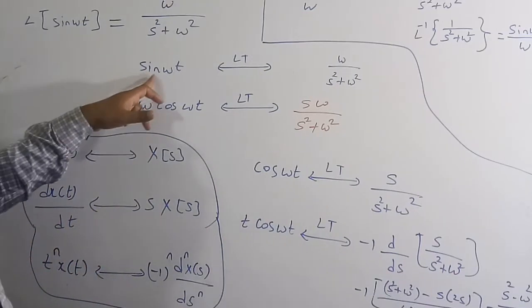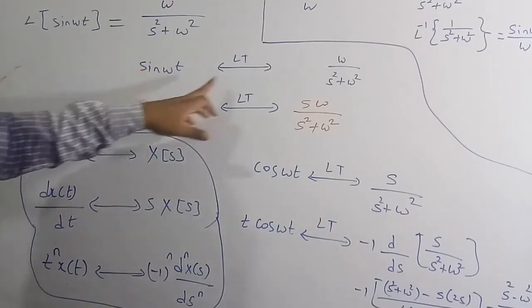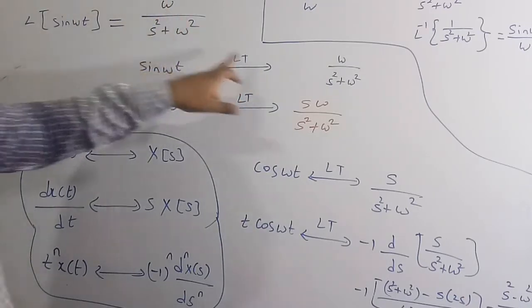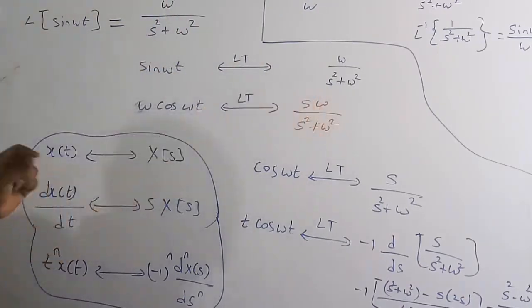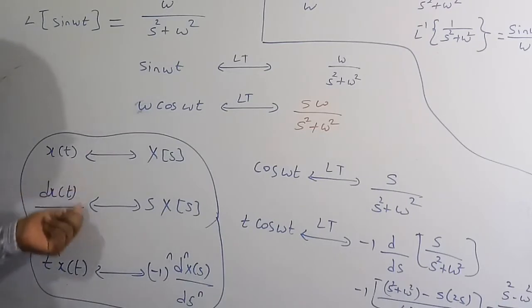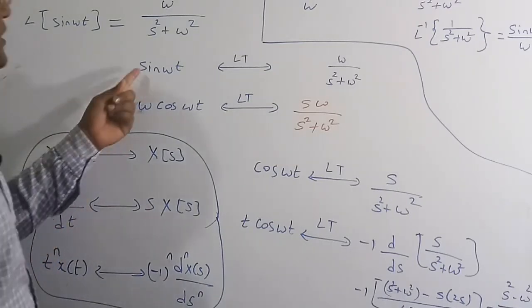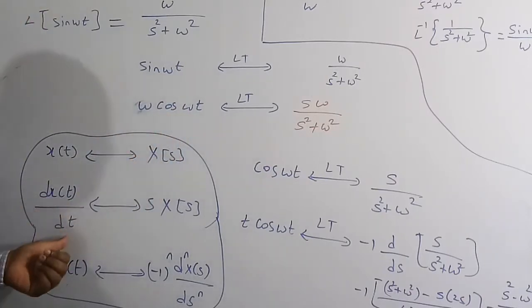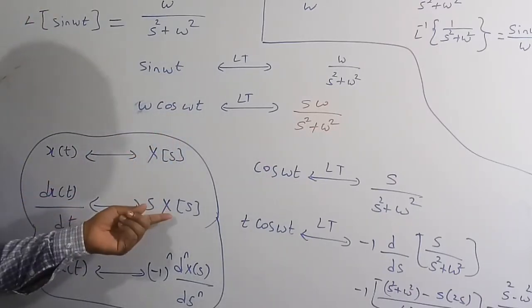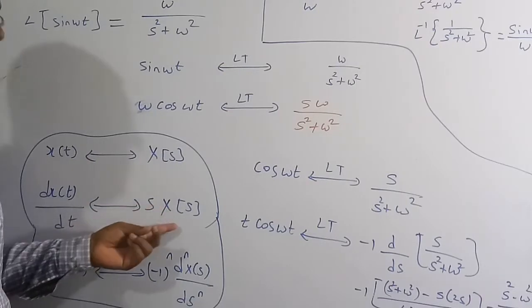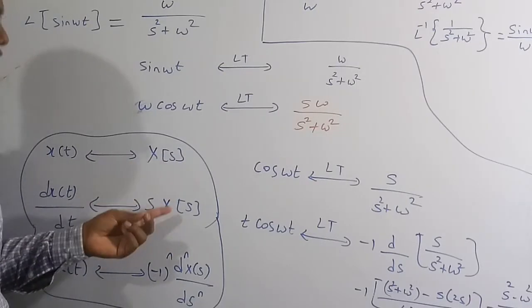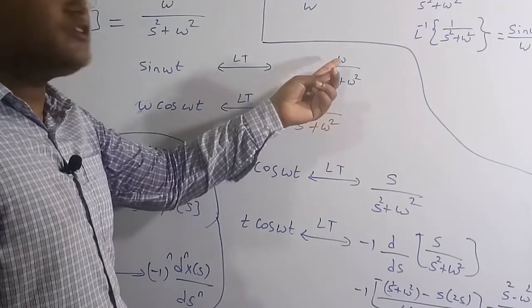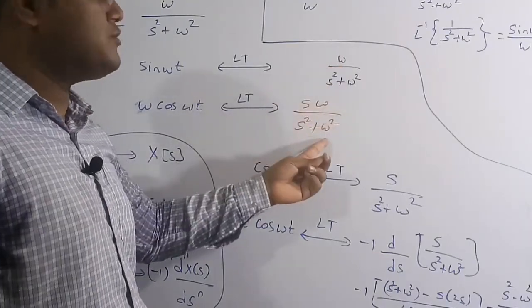See carefully here, for sin omega t, the Laplace transform is omega by s square plus omega square. Now I am going to do the differentiation of the previous one, meaning the differentiation of sin omega t is omega into cos omega t. If we go for the differentiation, then the Laplace transform will be s into the previous Laplace transform x of s. So s into the previous value, the Laplace transform, is omega by s square plus omega square.